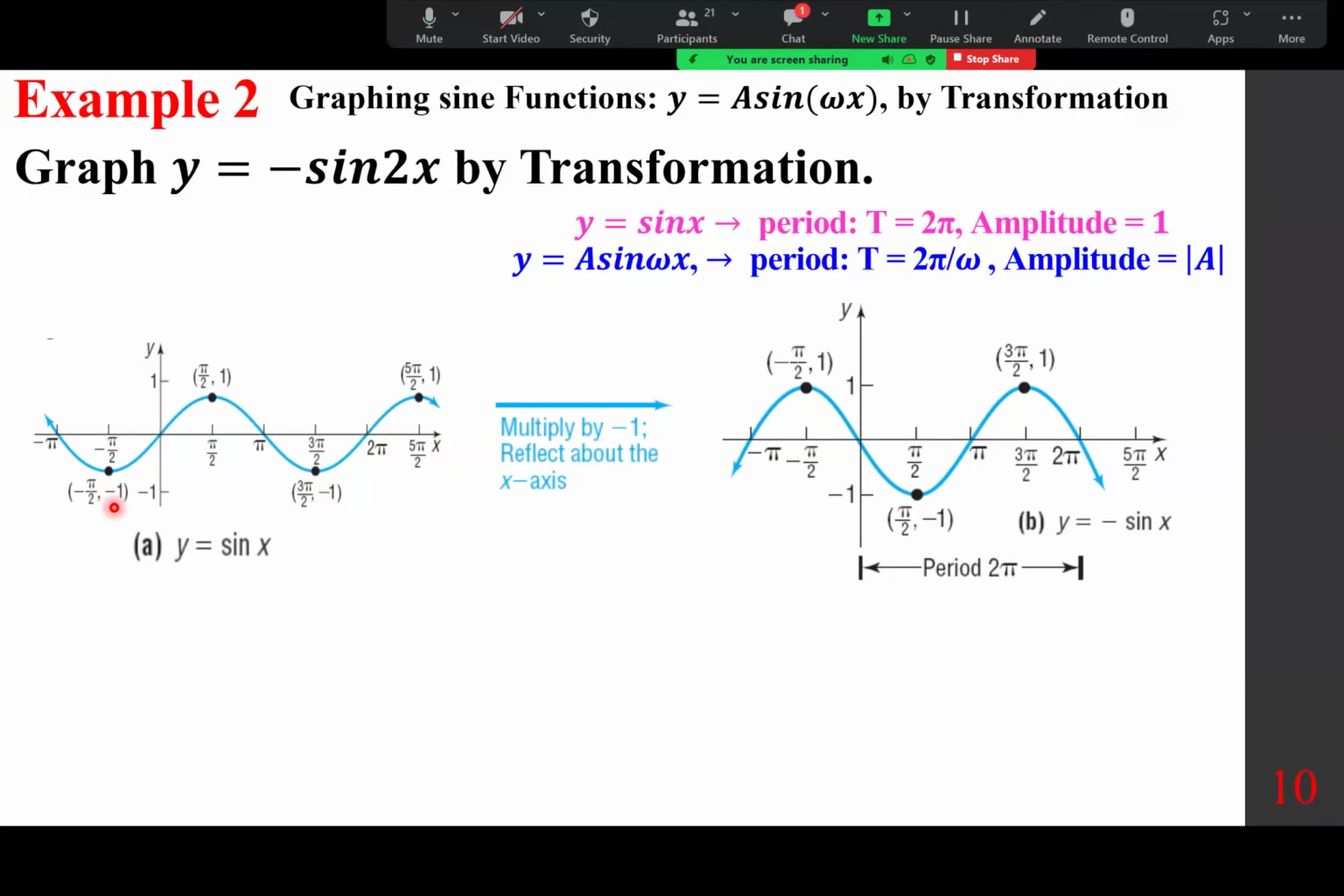So minus power to -1. It's minus power to +1. The period hasn't changed, it's still 2 pi. Now, the next is the effect of that.